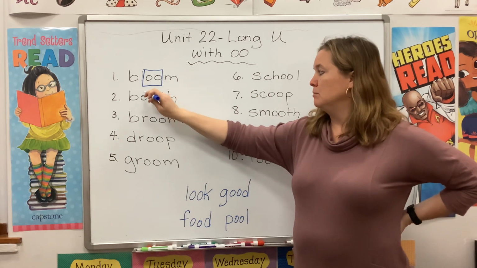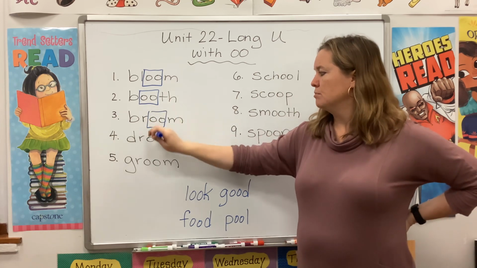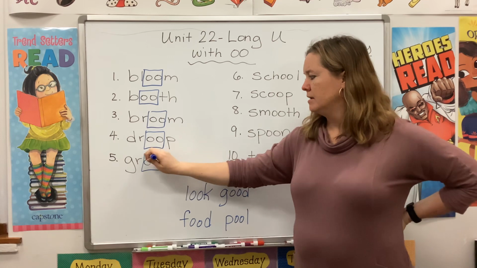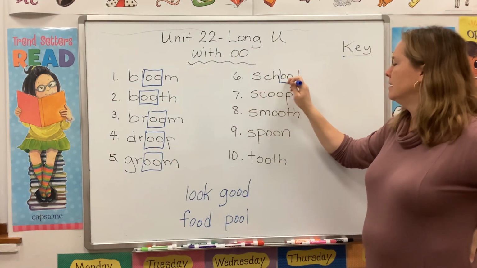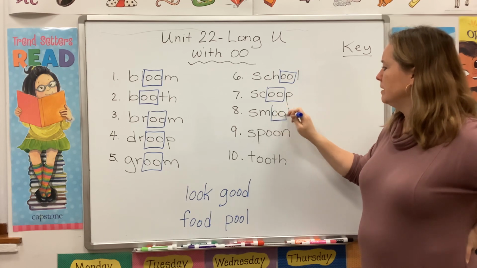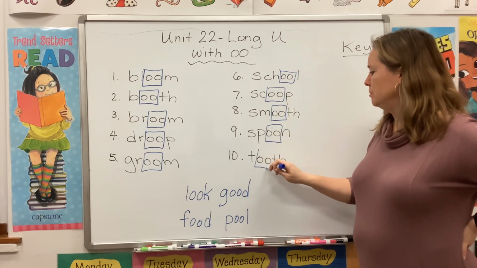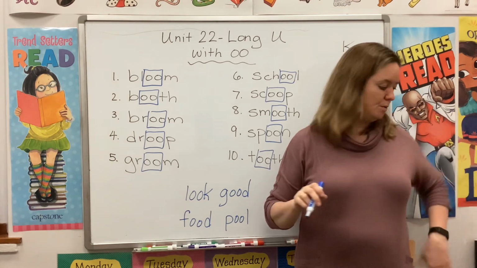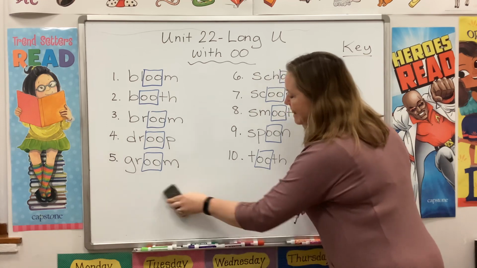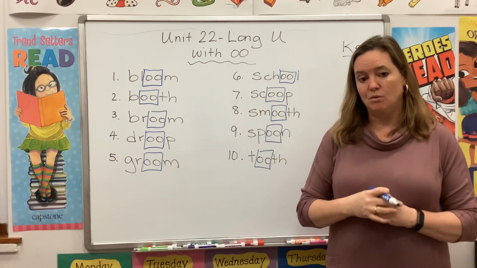So there it is in bloom and booth, broom and droop, groom and school, scoop and smooth, spoon and tooth. Now notice that on this list, that OO is always tucked into the middle of a word.